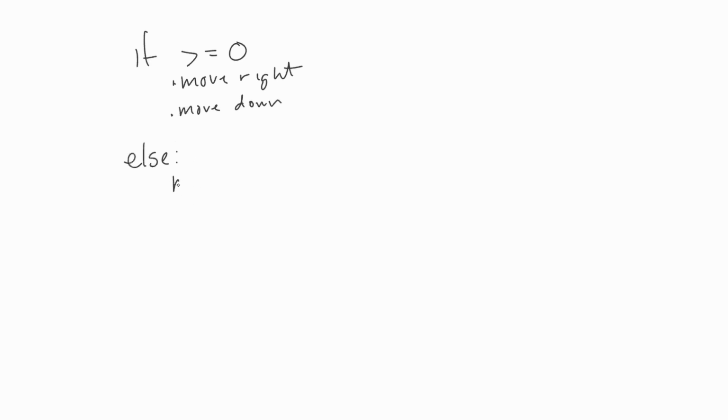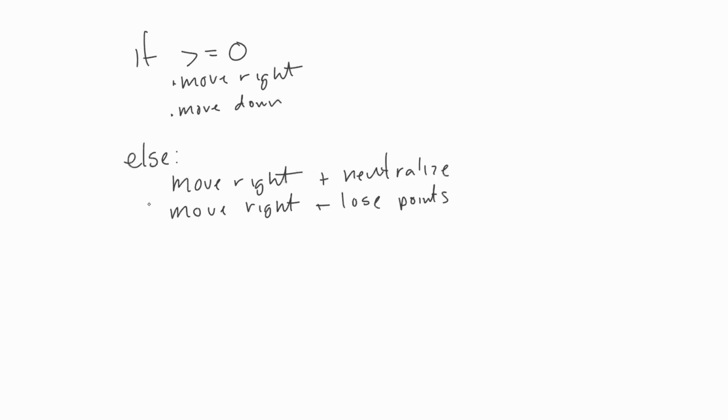So what we can do is move right and neutralize, or we can just move right and lose our points, right? So there are two possible things that we can do when we are going to lose points. We can either neutralize if we have the ability, or we can just choose to take the loss and move forward. The other options in this case are to move down and neutralize, or we can move down and just lose the points as well. So really we have two distinct cases that we have to handle.